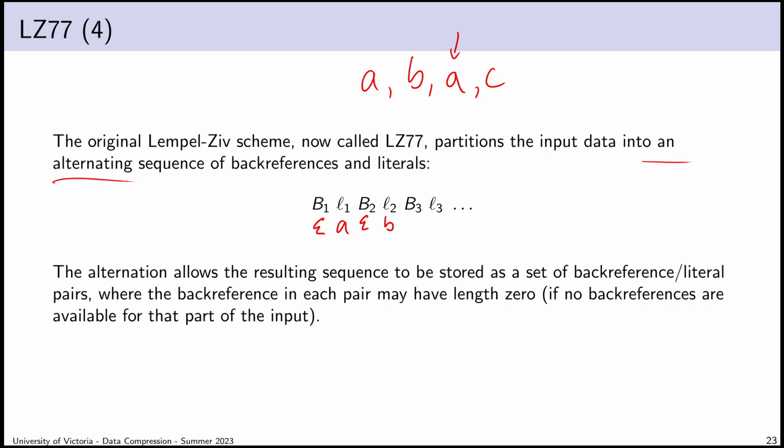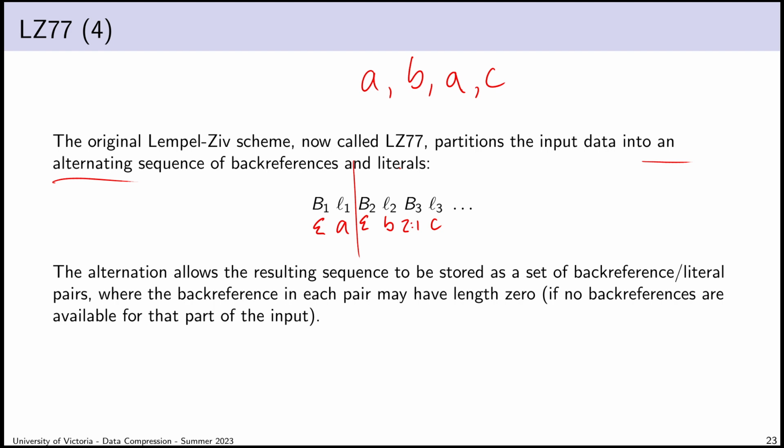Okay, so I move on. Now I'm at the letter A again. Well, in this case, I can generate a backreference. If I walk backwards by 2 steps, I hit the letter A again. So my backreference can be go back by 2 and forwards by 1. And then my literal can be the letter C. So in the original LZ77 conception, the idea was you always alternate backreference and literal. And if there are cases where that's impossible, then you make your backreference empty, and then you just set the literal to be whatever the next character is.